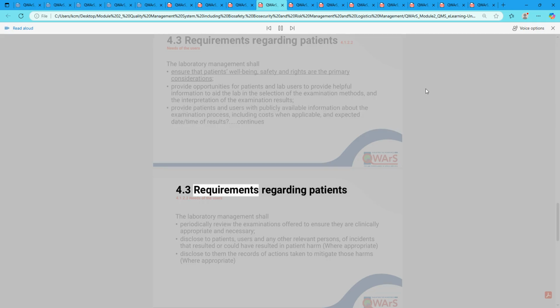For point 3, requirements regarding patients, 4.1.2 needs of the users: the laboratory management shall periodically review the examinations offered to ensure they are clinically appropriate and necessary. Disclose to patients, users, and any other relevant persons incidents that resulted or could have resulted in patient harm where appropriate. Disclose to them the records of actions taken to mitigate those harms where appropriate.